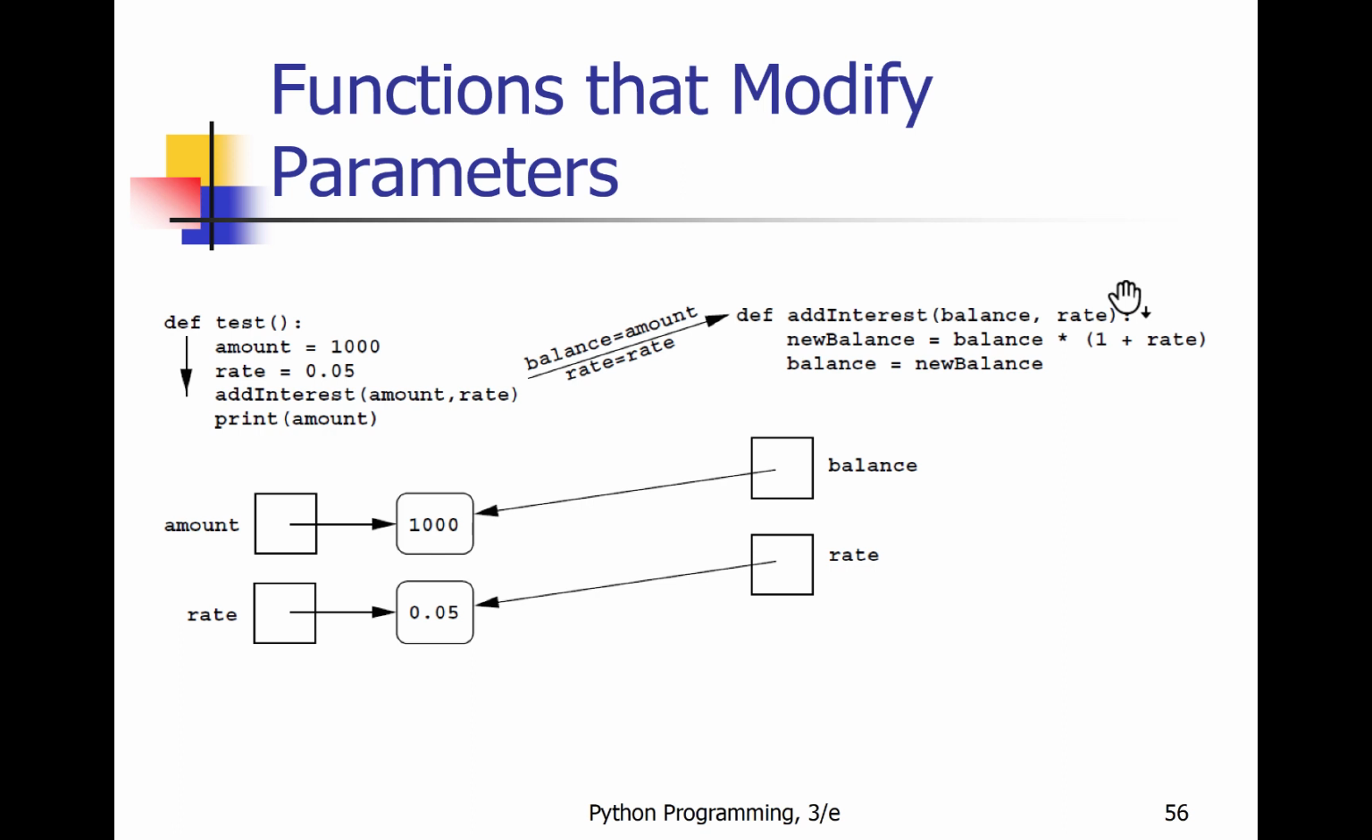So here's how this works. The calling code is on the left, the called code is on the right. In the calling code we have a variable amount, which is pointing to a value object of 1000, probably an int. And we have a rate, 0.05, probably a float. We're pointing to those two. Now, when we call add interest, the way that we map these is that balance and rate in the called code point to the same value objects. Oh, you go, Kevin, this is really promising. This is going to work. It won't work.